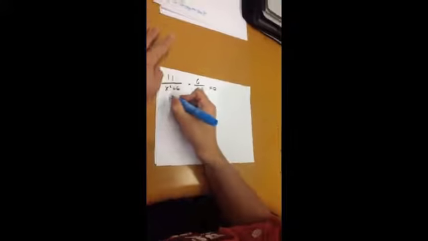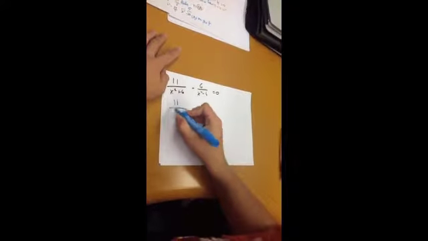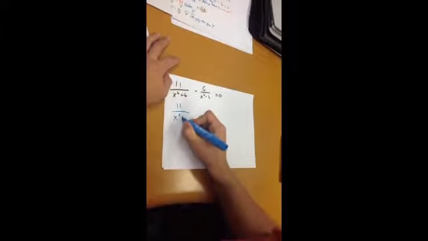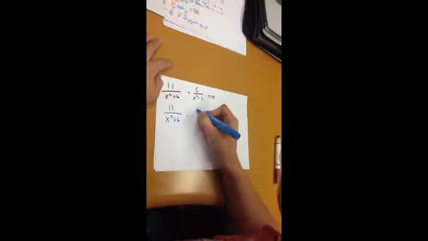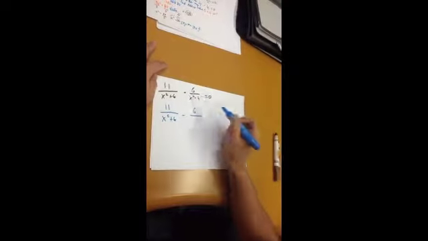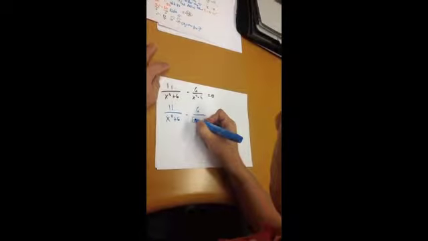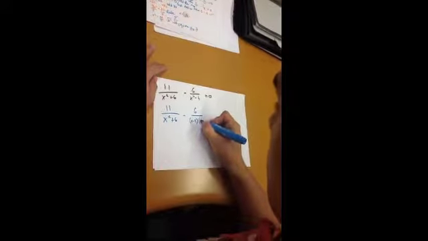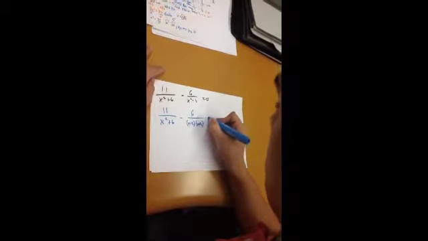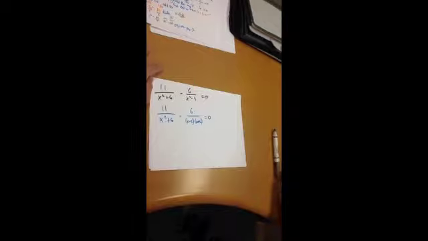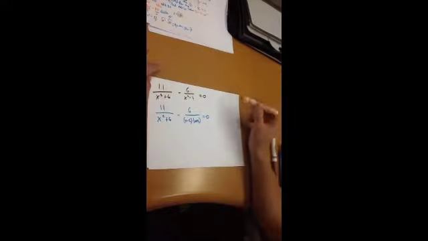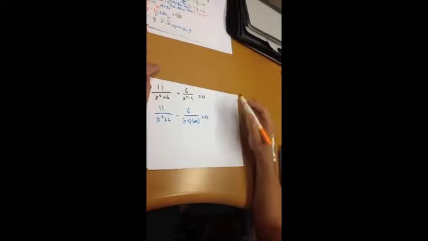So we're going to rewrite this as 11 over x squared plus 6, which cannot factor, so we're just going to write that again. Minus 6 over x squared minus 4 factors into x minus 2 and x plus 2, all equal to 0. Okay, the second thing we want to do now is find the lowest common denominator.